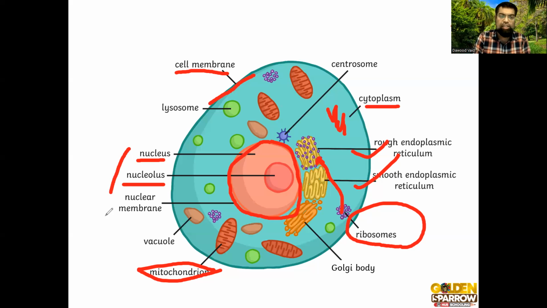So we did the entire nucleus, including nuclear membrane. We did the entire ribosome and ER. We did the cell cytoplasm and cell membrane. And now we came to mitochondria, and ribosomes, of course, done.